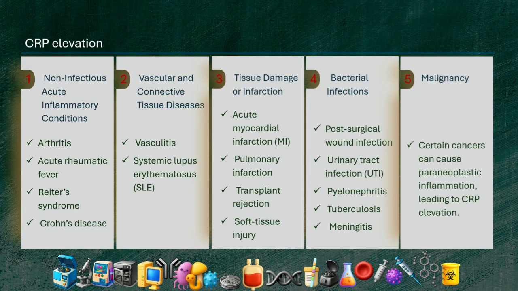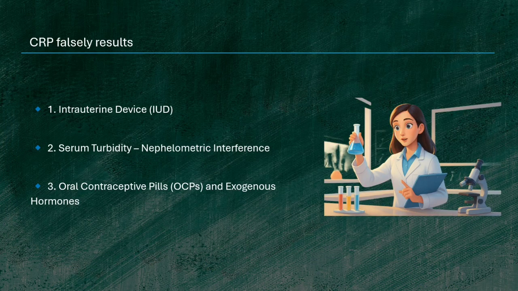CRP is a reliable marker, but like all lab tests, it's subject to interference. Factors that can falsely elevate or distort results, leading to misdiagnosis or inappropriate treatment. Let's break down the key pitfalls.